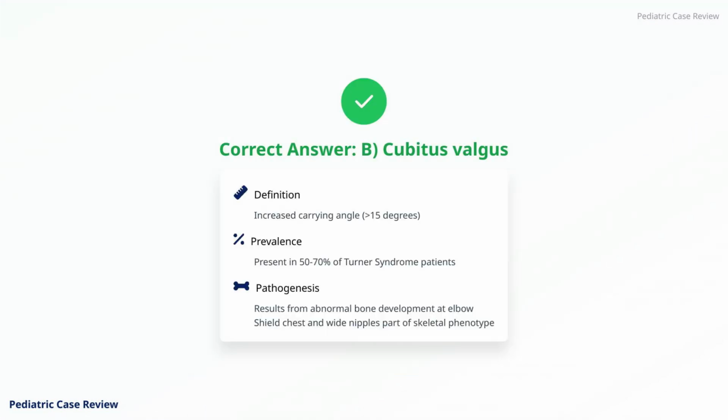The correct answer is B, cubitus valgus, which is an increased carrying angle greater than 15 degrees. This is present in 50 to 70% of Turner syndrome patients, resulting from abnormal bone development at the elbow. The shield chest and widely spaced nipples are also part of the characteristic skeletal phenotype seen in this condition.